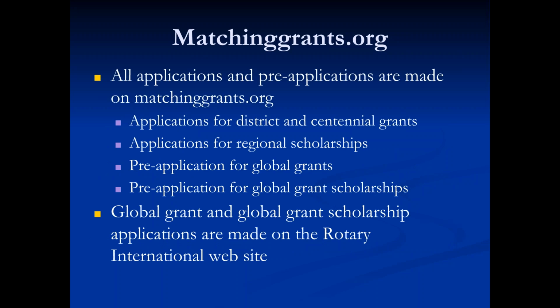All of our grant information is now on matchinggrants.org. And that includes the district grants, where the complete application is on matchinggrants.org. And for global grants, the pre-application is done on matchinggrants.org to request the matching funds from the district. And for global grants, the actual application is done on the Rotary International site online. Global grants are also the way global grant scholarships are done, and they are the same process as a regular global grant with slight modifications for scholarships.